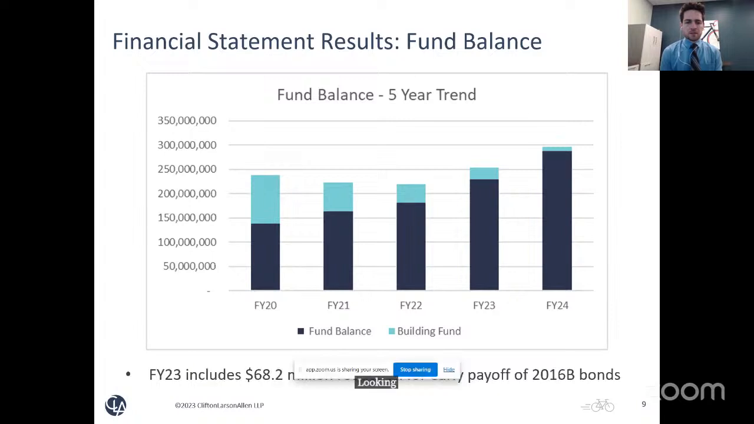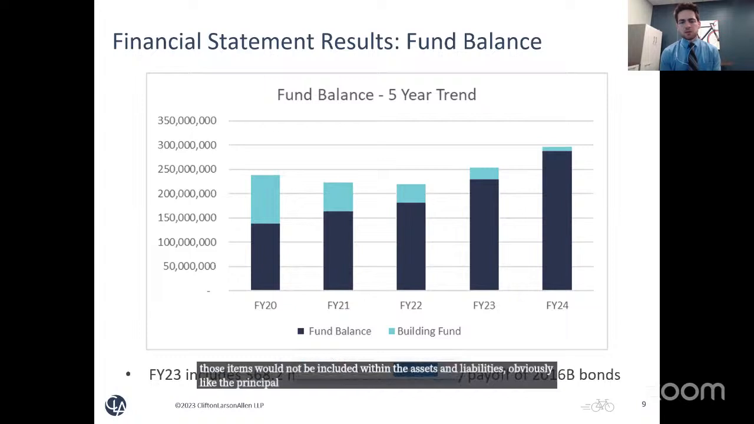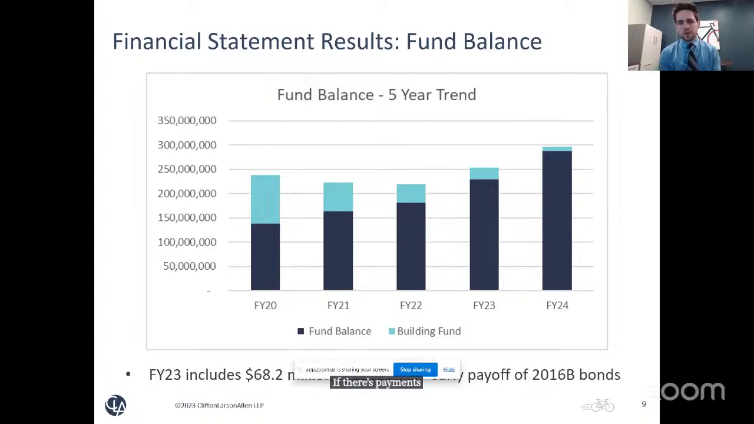Looking at the fund balance, here you can see that fund balance in fiscal year 2024 did increase from the previous couple of years. And so the fund balance would be the equity. So again, assets minus liabilities, but this is on a current basis, basically similar to the basis that you would budget for. So that excludes buildings, bonds, that net pension liability. Those items would not be included within the assets and liabilities. Obviously, like the principal payments that are due on the bonds, those would be included as expenditures.